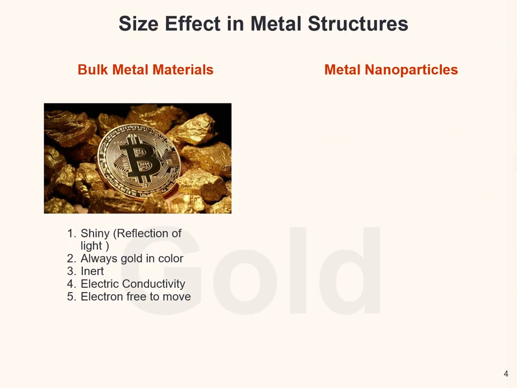First, let me talk about metal structures. For bulk materials, I think everybody is very familiar with their properties. The color is shiny, and the electron conductivity is very good because electrons are free to move. This property is independent of the shape or size of bulk metal materials.